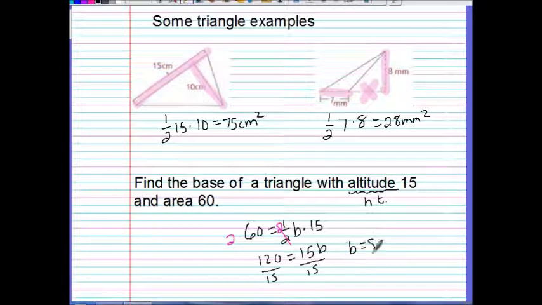Now, is that feet? Is that centimeters? We don't know, so we're going to call it 8 units. Now, it's not units squared. The only time it's going to be squared is when we're talking about area.